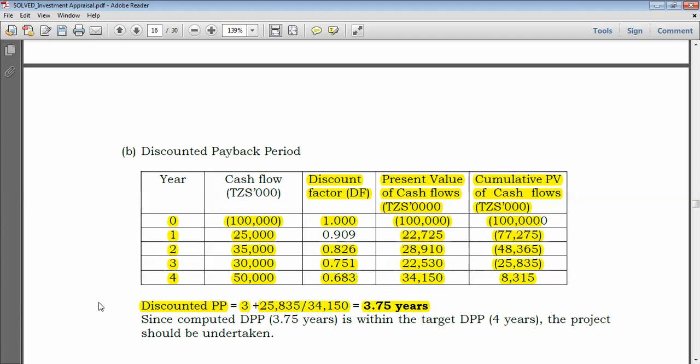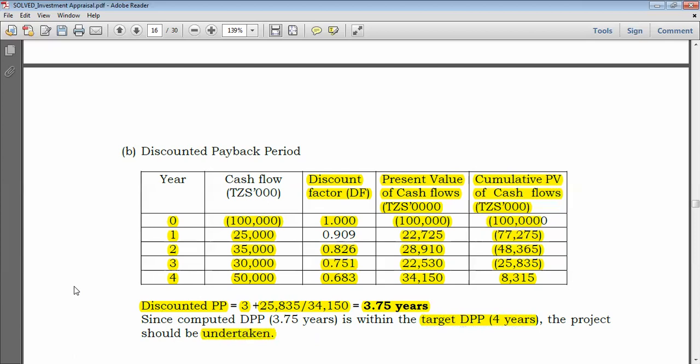So we are told now, should the project be undertaken or not? From the question, we are given the target discounted payback period is 4 years. For our investment to be financially acceptable, 3.75 years should be within 4 years. And since it is within 4 years, the investment should be undertaken. So this is how we do discounted payback period.